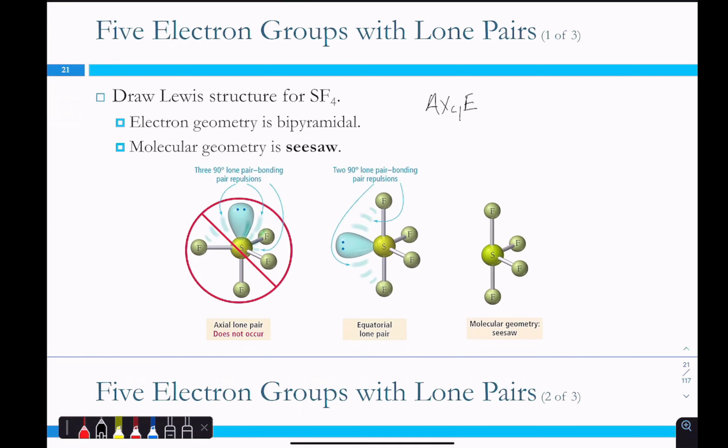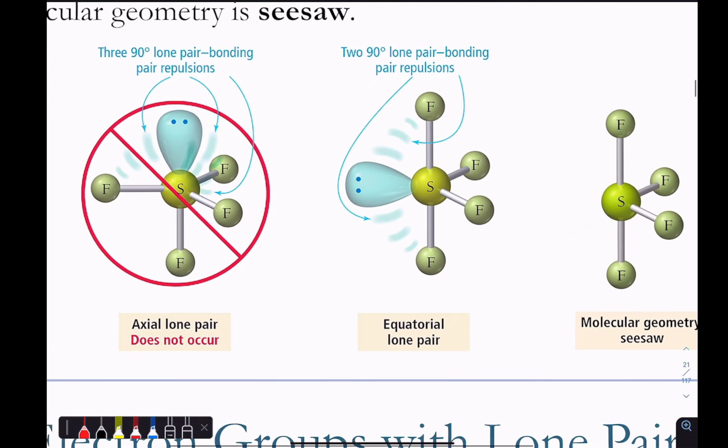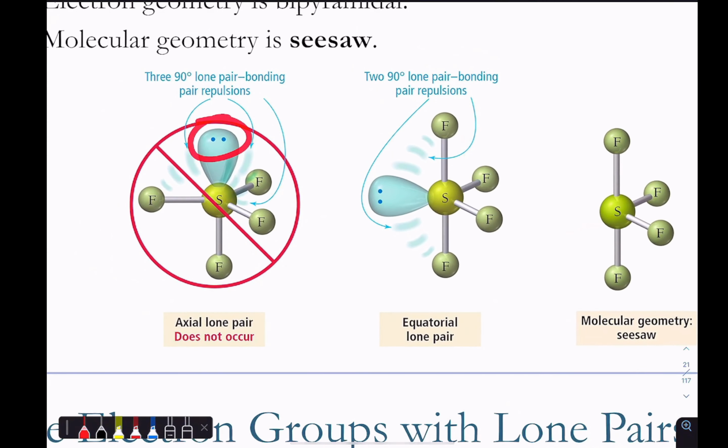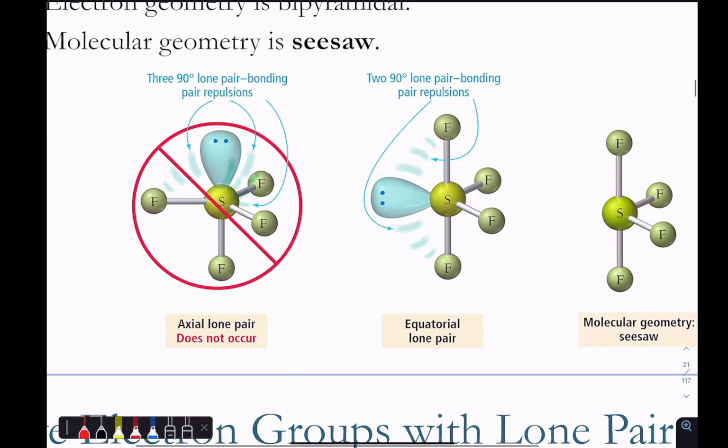You get a seesaw. Now, there are 2 places in theory that we could put the lone pair, but this is wrong. And it's wrong because in this case, the lone pair has a 90-degree angle between it and all of the fluorines. So there's 3. This actually comes into what the lab's about a little bit.